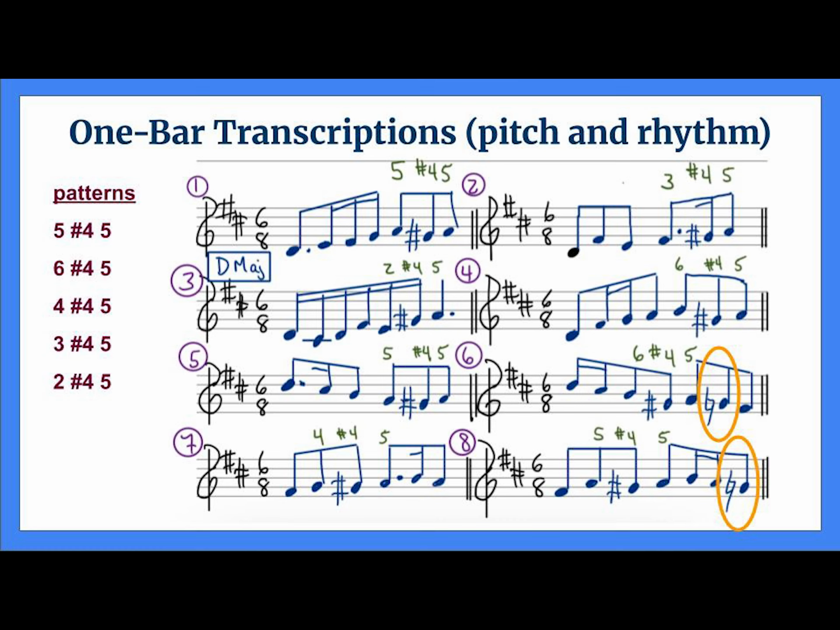Now, take a look at measures 6 and measure 8. In these particular cases, we had a raised scale degree 4, and then later in the measure, we had a lowered scale degree 4. So it is absolutely crucial that you remember to add your accidental in for that lowered scale degree 4. In this case, that would be a G natural.